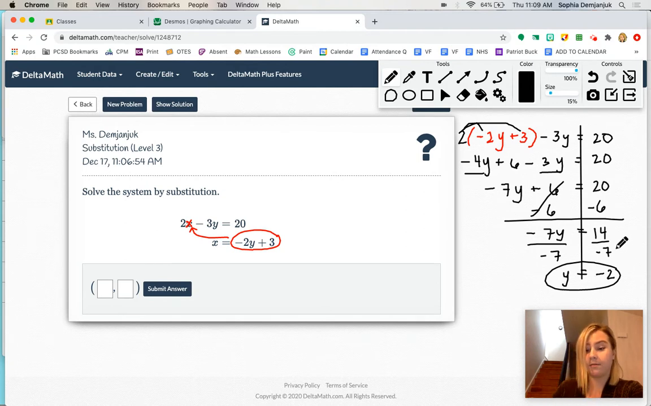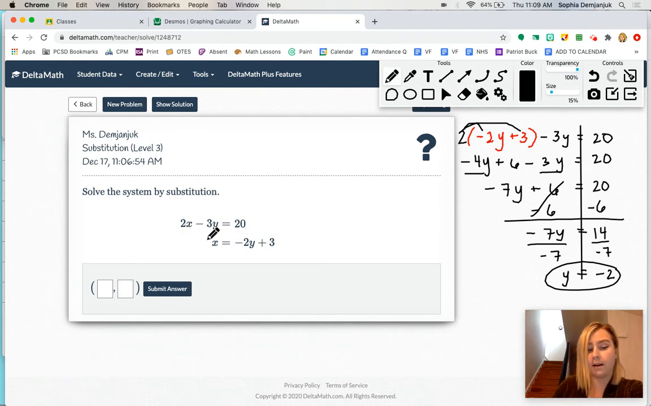Once you find the first half of your answer, you get to go back and choose which equation you would rather work with. I like the equation that already has the variable solved for, the x equals, to plug my first answer in. So now, since I have the y answer, y is negative 2, wherever I see the y, I'm going to plug in negative 2. So now x equals negative 2, instead of y, I'm plugging in my answer, negative 2, and then finishing off that with plus 3.